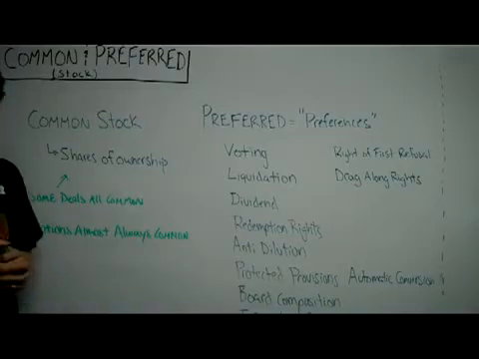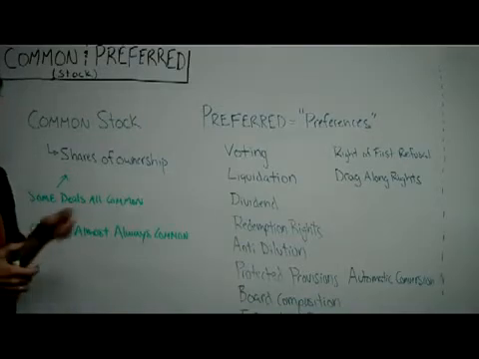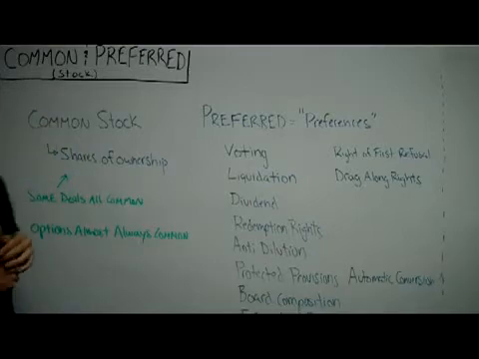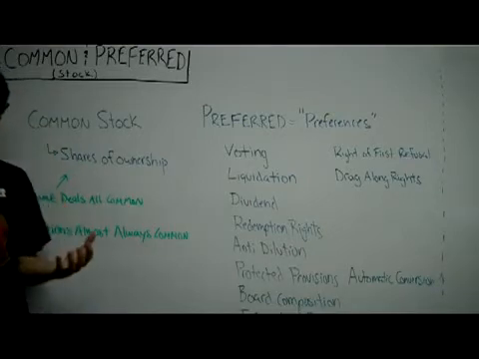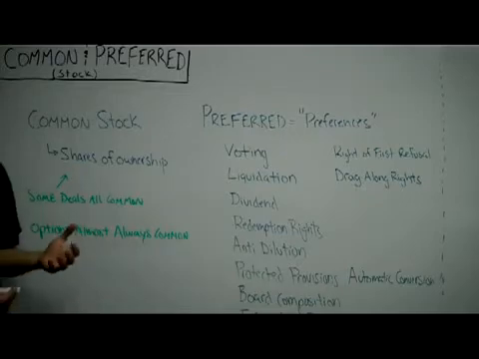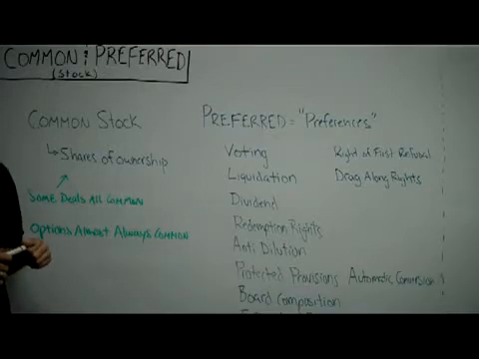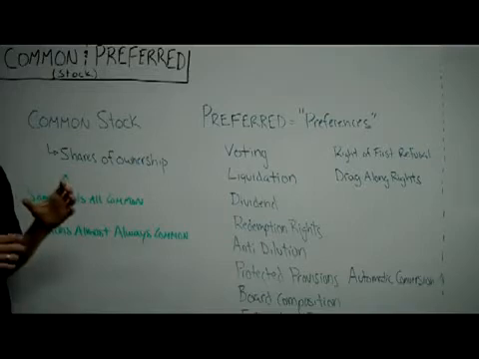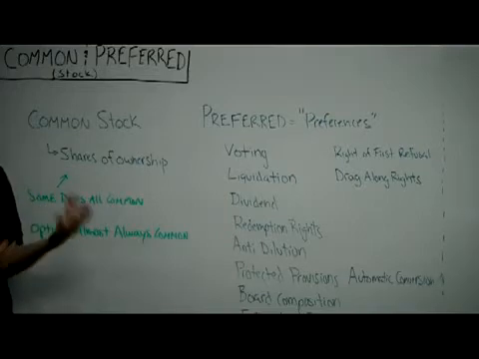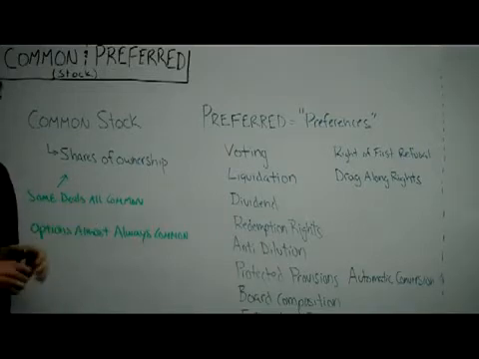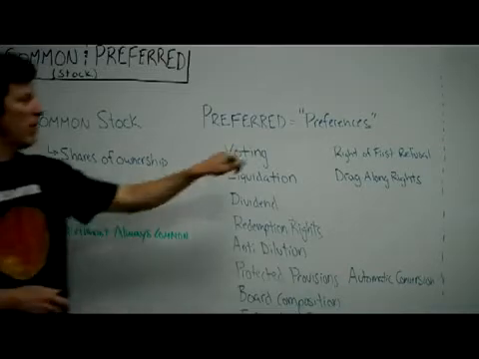Okay, common stock versus preferred stock. Again, the reason I put both of these up here is that in order to understand what each of these is, it's easier to understand what they are in relation to one another. Common stock and preferred stock are different classes of stock. What does that mean? It means that the common stockholders and the preferred stockholders have different rights inside of the company. And those rights are referred to as preferences.